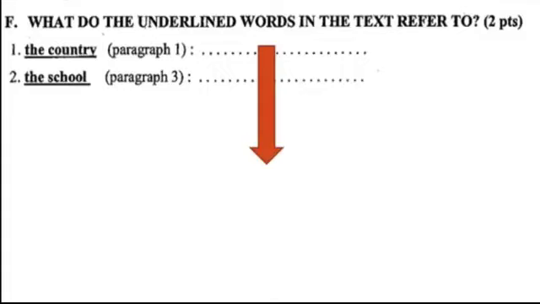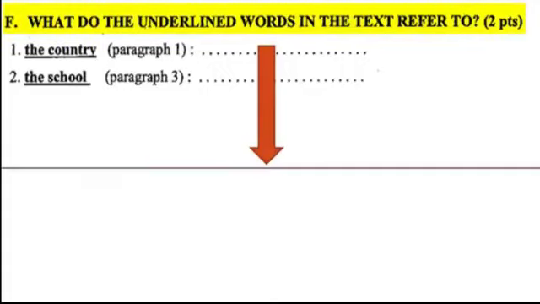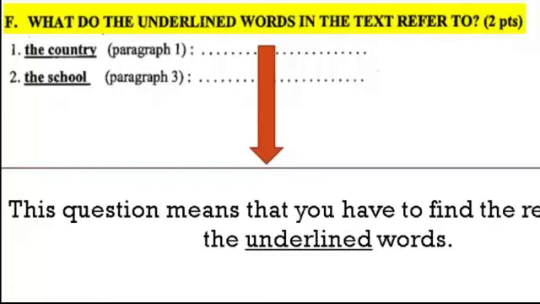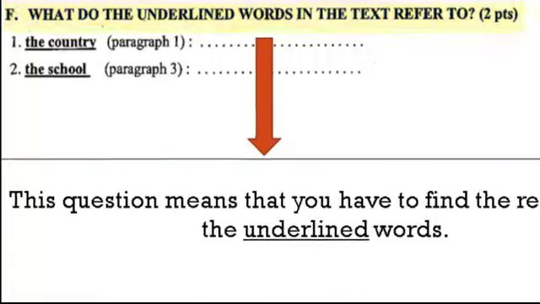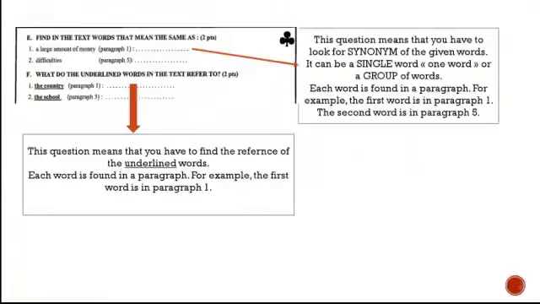Now let's go to question F. Question F says: what do the underlined words in the text refer to. It means that you have to find the reference of the underlined words. So this is all concerning section number 1, the comprehension questions section. Now we're going to move to the second part, which is the language section.